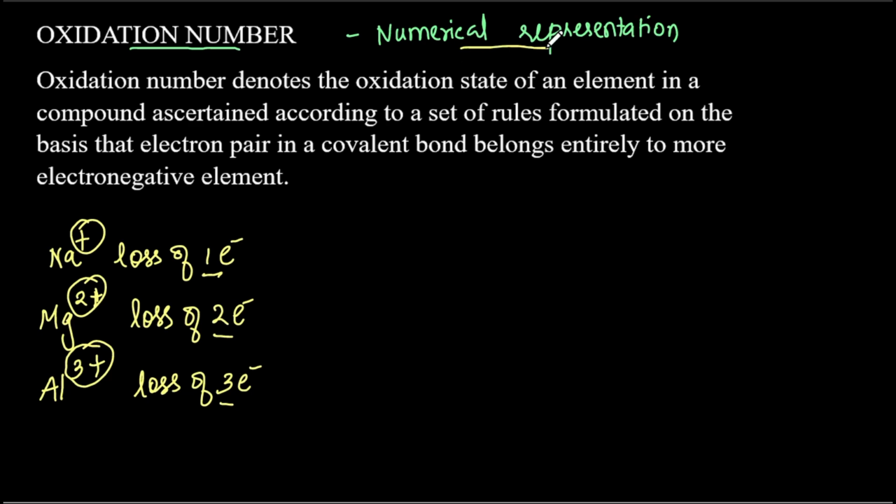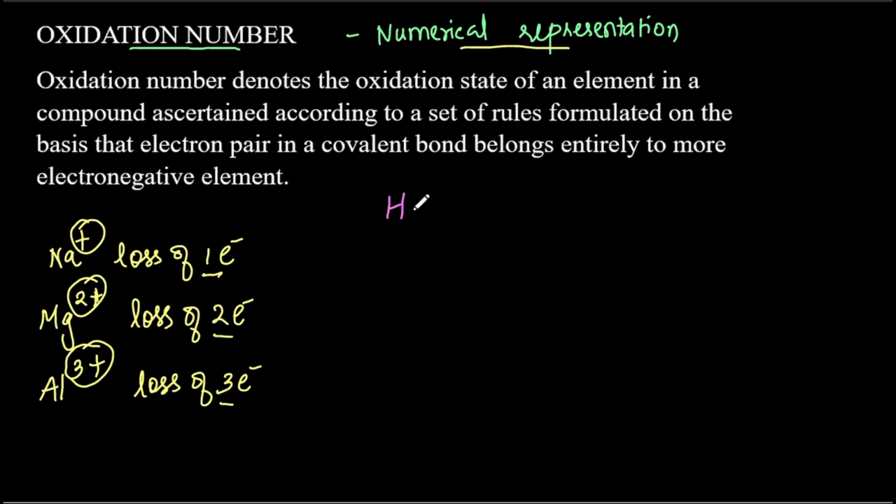So, this is called the numerical representation of the reaction. Here the reaction is loss of electron, but how many electrons? For sodium, it is loss of 1 electron. Why? Because Na+, Mg2+ is loss of 2 electrons, Al3+ is loss of 3 electrons. So, this is a numerical representation. These are ions, so easily you can understand.